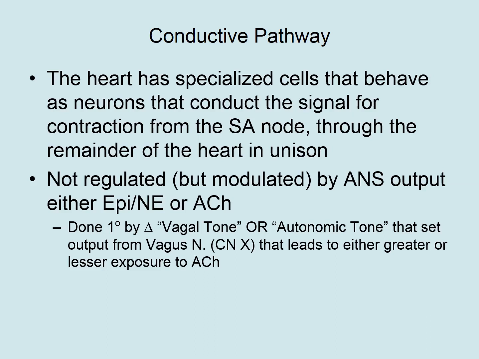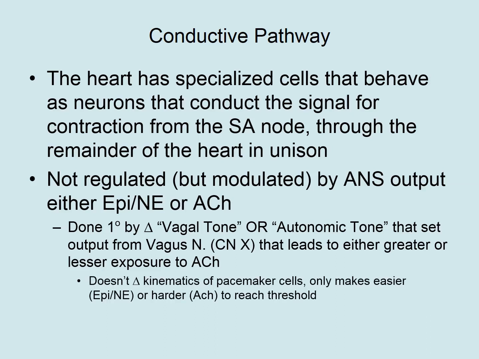The epi and the norepi allow for an easier rate at which threshold can be reached, both within the pacemaker cells as well as in the conductive pathway cells, whereas acetylcholine tends to make it a little bit harder to do that, based off of the opening and closing of ion channels, particularly ligand-gated ion channels. What this does is allow for a greater force of contraction with epi and norepi, or a lesser force with acetylcholine, not just because of an ease of reaching threshold, but because of the amount of tissue that will be contracting and the rate at which that contraction occurs.